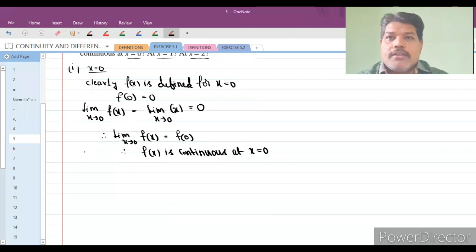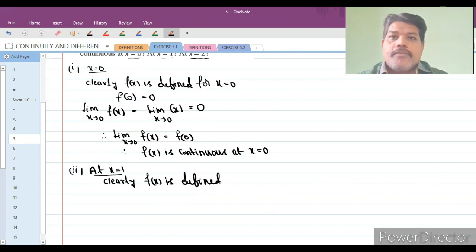So see, what is the second case? At x is equal to 1. Second case, we have to prove it at x is equal to 1. For this one, clearly here also f of x is defined for x is equal to 1.